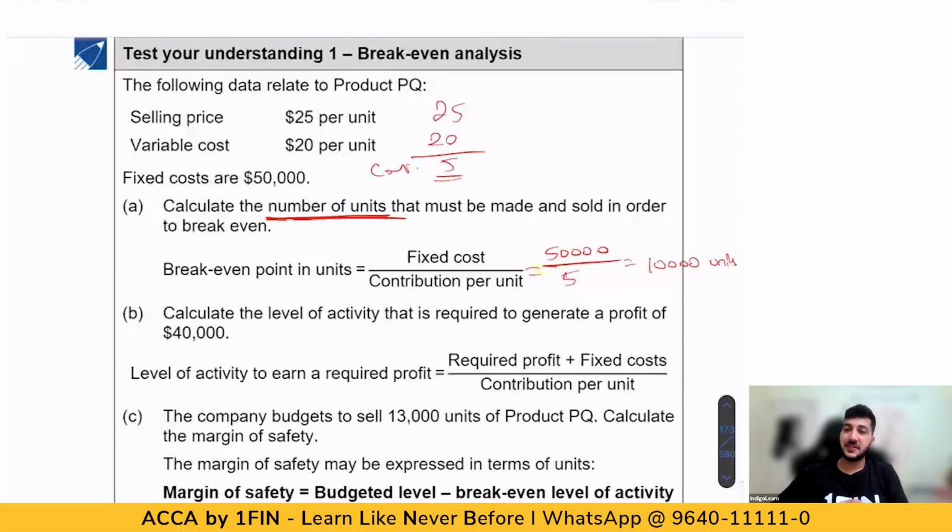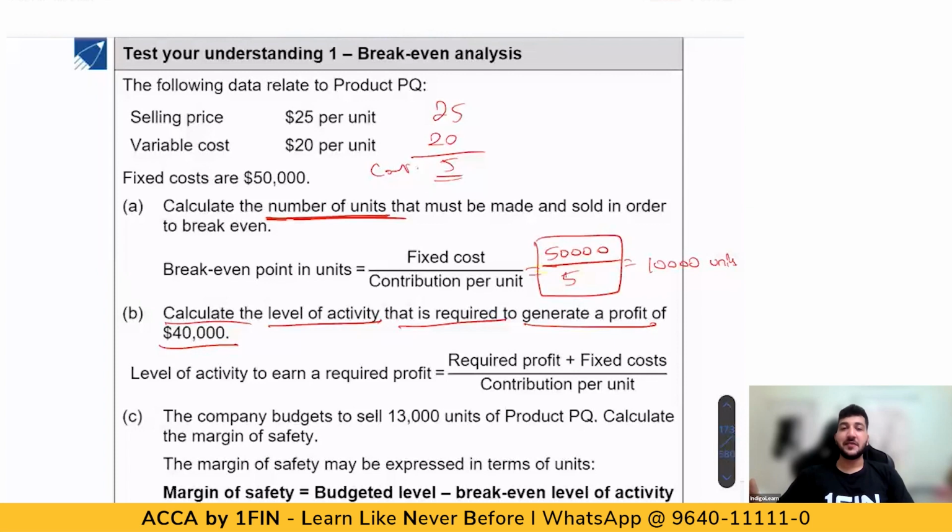The next calculation is to calculate the level of activity that is required to generate a profit of 40,000. I would like to call this required sales to earn desired profit. Now, why are we calculating break-even point? In order to make sure that we will cover our fixed cost, isn't it? That is our major objective. We have to cover the fixed cost.